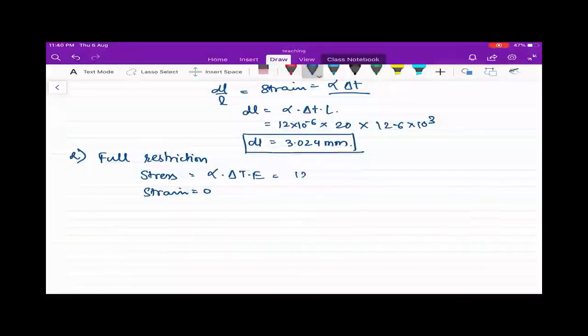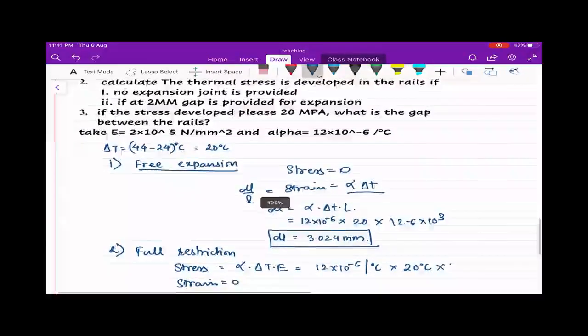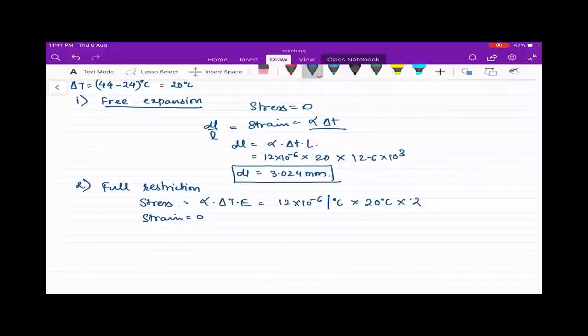If we calculate again, alpha will be equal to 12 into 10 to the power minus 6 per degree centigrade. The change in temperature will be 20 degrees centigrade, into E. What will be E? E is given in the problem statement, that is 2 into 10 to the power 5 MPa or Newton per mm square.